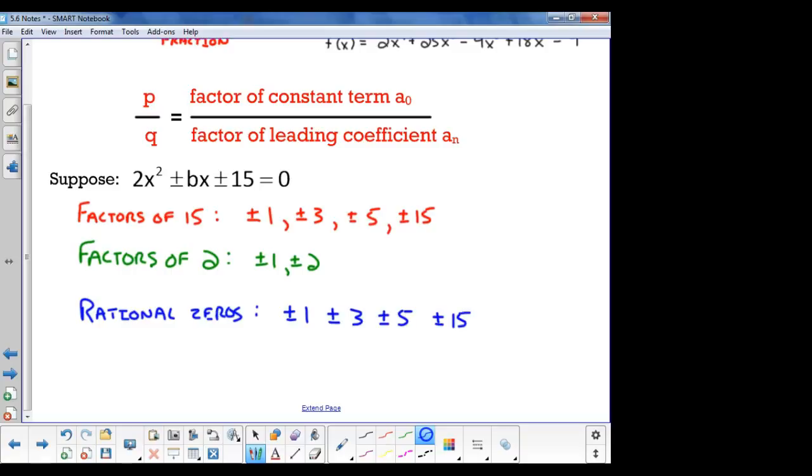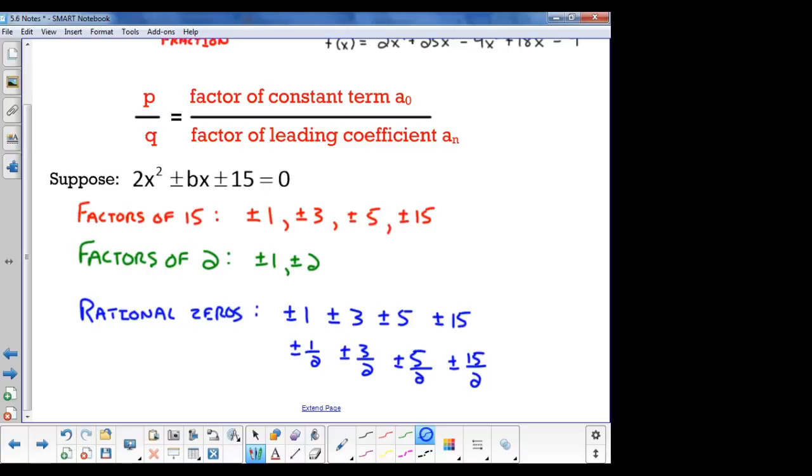Right? Then I take all the red numbers and I divide them by the next green number. And I repeat that process until I'm all out of green numbers. Okay? So here then, it would be plus or minus 1/2, plus or minus 3/2, plus or minus 5/2, and plus or minus 15/2.